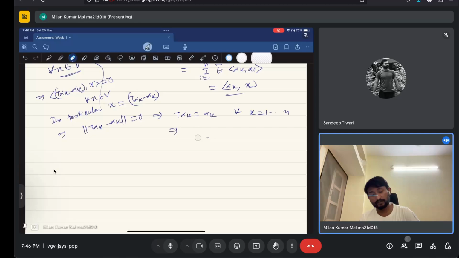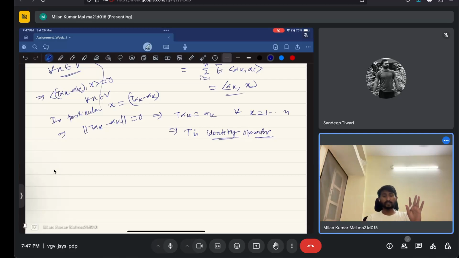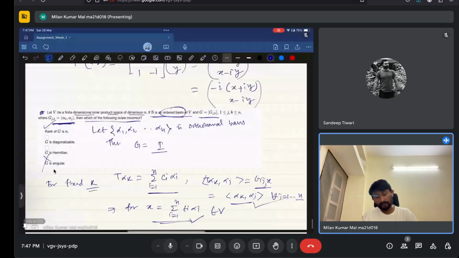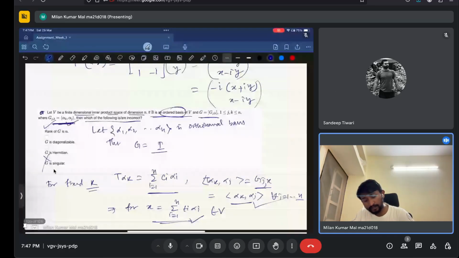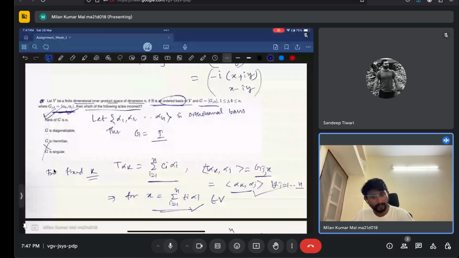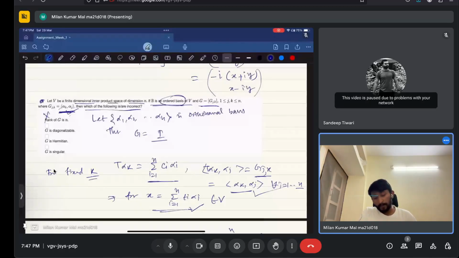So I'm writing this as a statement. Therefore, T is an identity operator. So then the question is not wrong, if we just take that this is a basis. I am not taking an orthonormal or orthogonal basis, because I have just used the fact of the matrix representation of G_jk. So T is the identity operator, so the rank of G is n, G is diagonalizable, G is Hermitian. That's true because the identity matrix is the representation with respect to any basis. Therefore, the correct option of this question is the last one, because G is singular is false, since G is identity. So it is non-singular, that is, invertible. Clear?